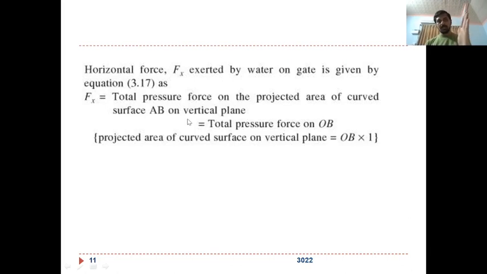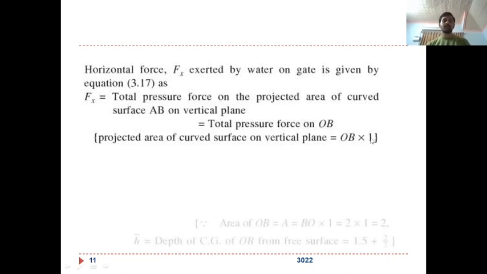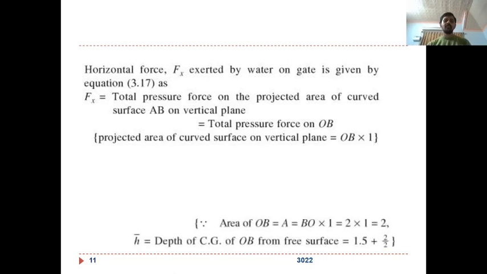So if you project that curved surface onto a vertical plane, you will get a vertical plane surface. That is equivalent to OB. If you look at the diagram, you can see that as OB. Now the projected area of the curved surface on the vertical plane equals OB into 1, because 1 is the thickness, unity. Now area of OB is given by A, which is BO into 1, 2 into 1 equal to 2 meter square.